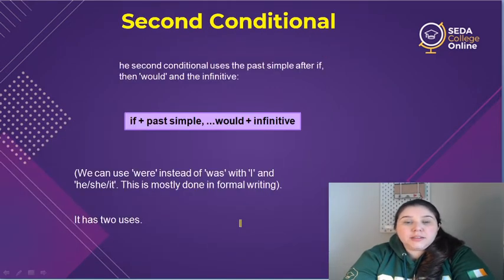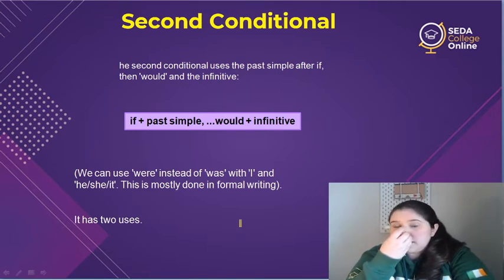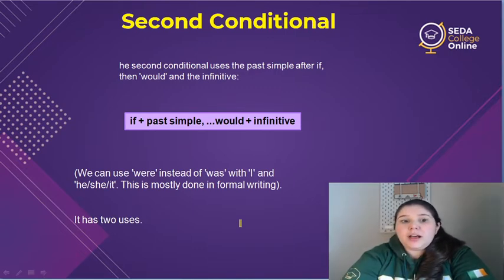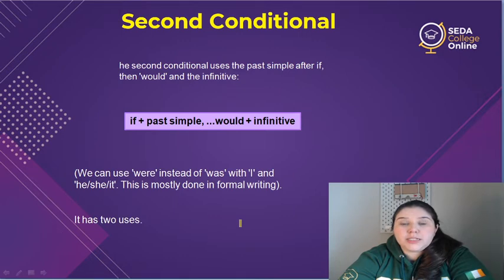Now let's talk about the second conditional. The second conditional uses the past simple after if, then would and the infinitive. So the structure is if plus past simple and then the second clause would plus infinitive. So we can use were instead of was with I, he, she, and it. This is mostly done in formal writing.